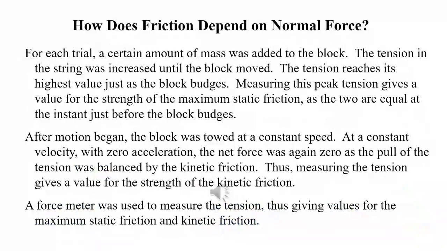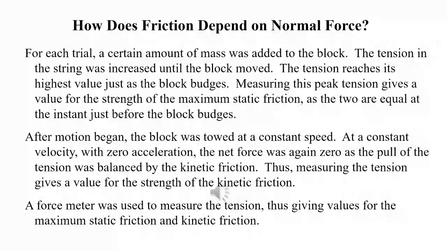For each trial, a certain amount of mass was added to the block. The tension in the string was increased until the block moved. The tension reaches its highest value just as the block budges. Measuring this peak tension gives a value for the strength of the maximum static friction, as the two are equal at the instant just before the block budges.